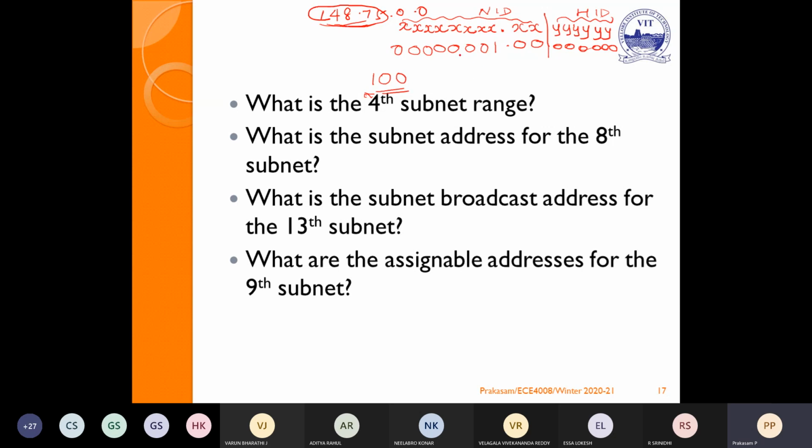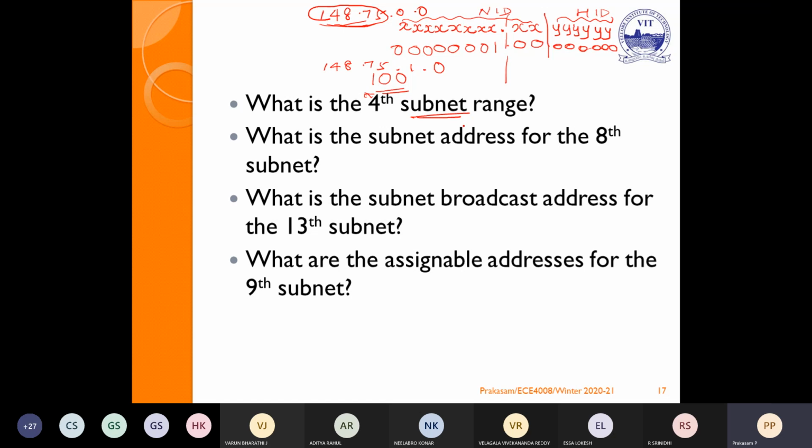Now convert this into dotted decimal. So 148.75 dot, and for this 0000001, what is this? It is 1, dot 0. So the fourth subnet ID is 148.75.1.0.